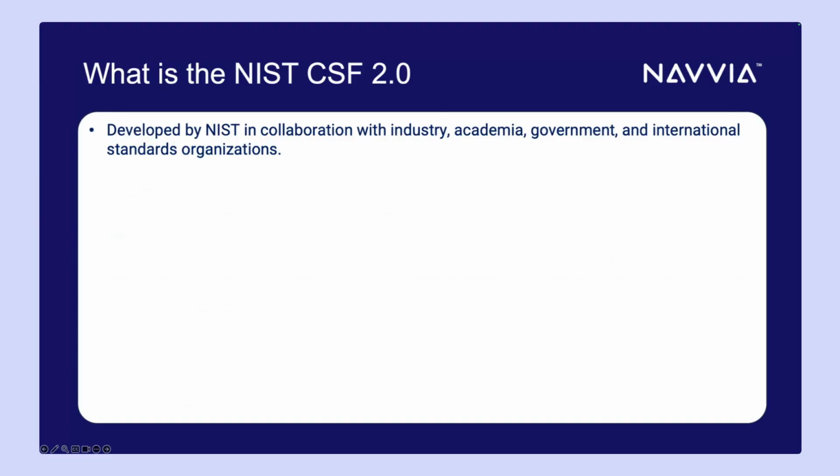Now, when the executive order was signed to develop this framework, it was done in collaboration with industry, academia, government, and international standards organizations. So it really does align with the ISO standards like 27001 or 27002. It aligns with various enterprise risk management frameworks. So because of all of this broad input, it's a very robust framework.